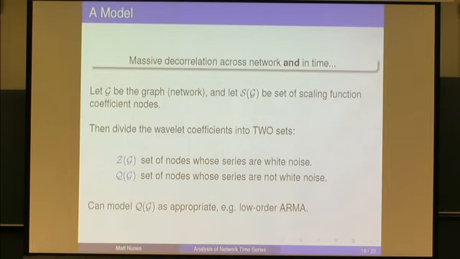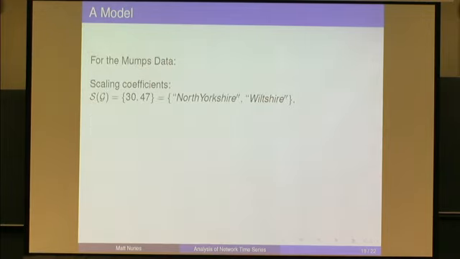So what can we do here? We've got rid of the autocorrelation here, and so we can model the remaining non-white noise as some low order ARMA or something else as appropriate, but the time series that are white noise we know how to deal with quite well. And so what does this mean in terms of the mumps data?